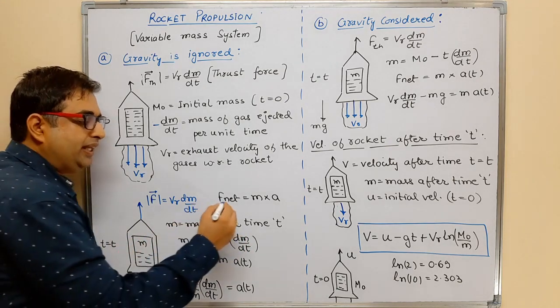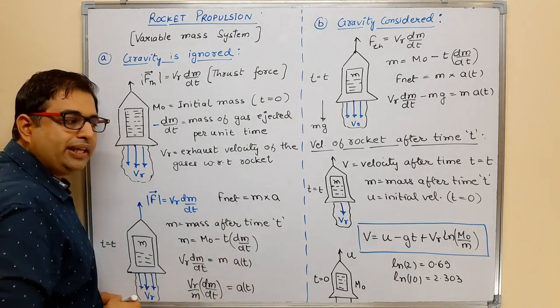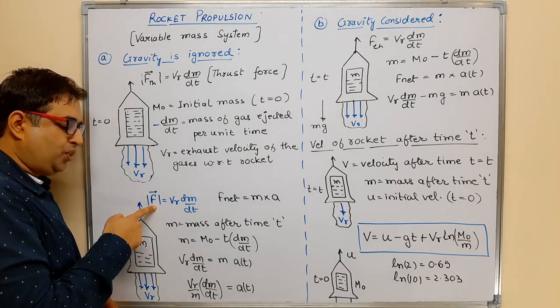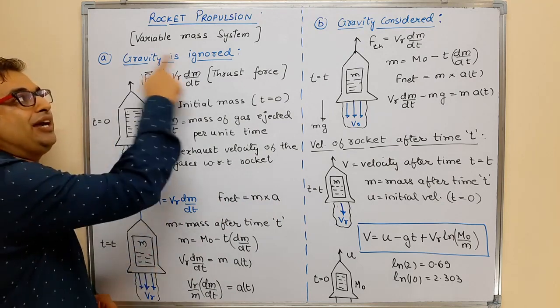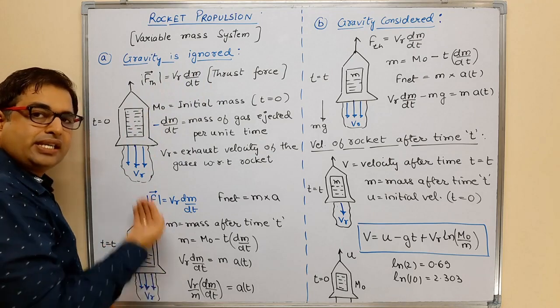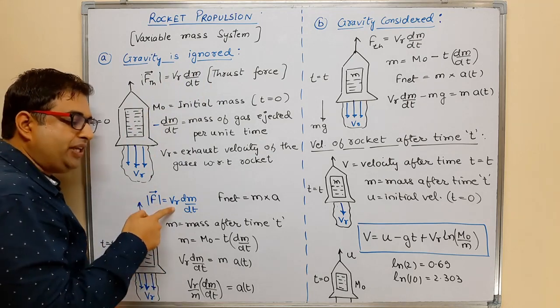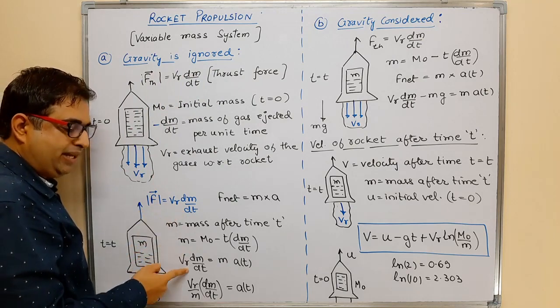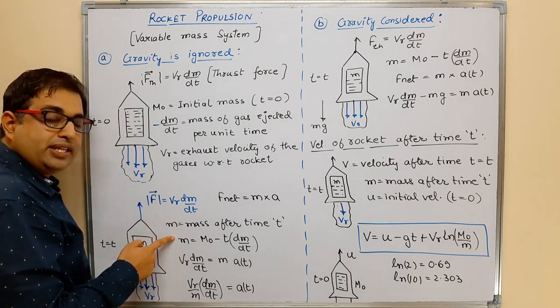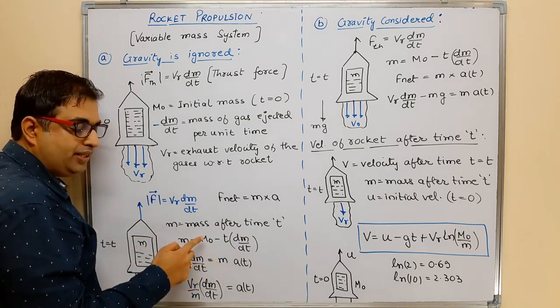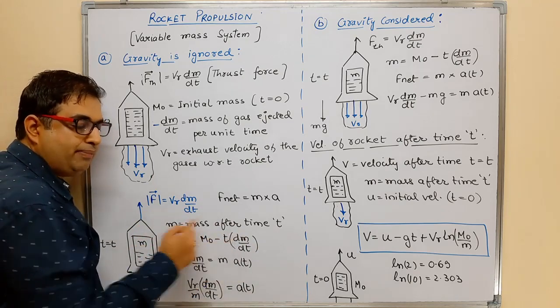And we know net force acting on the rocket is equal to mass into acceleration. What is the net force? We don't have gravity. So net force acting on the rocket is due to gases, that is in upward direction, Vr dm by dt. So net force is Vr dm by dt. Mass of the rocket is continuously decreasing with time. So m is m naught minus t dm by dt.